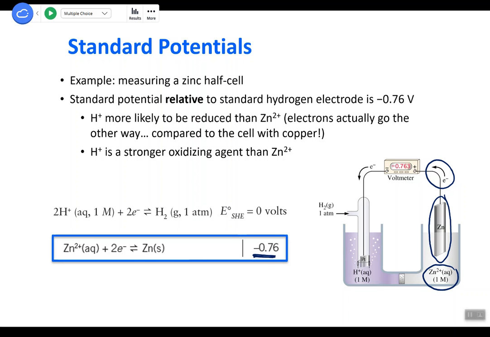Zinc is actually being oxidized and going into solution, which means that H plus is actually being reduced. Given the comparison of H plus and zinc 2 plus, if we set it up, which one's going to be reduced? Well, now it's H plus that will be reduced. Since it's more likely to be reduced, and it is reduced when we set it up like this, that means H plus now is the stronger oxidizing agent.